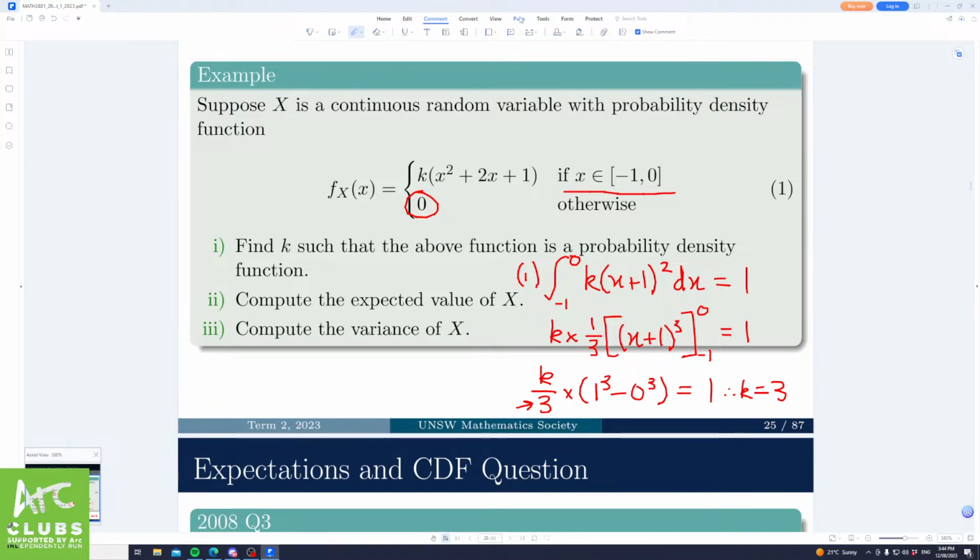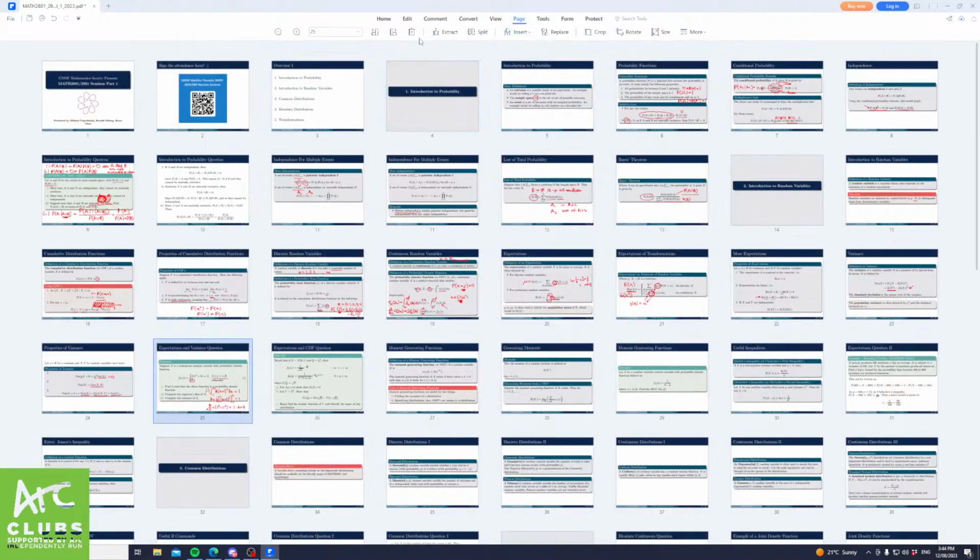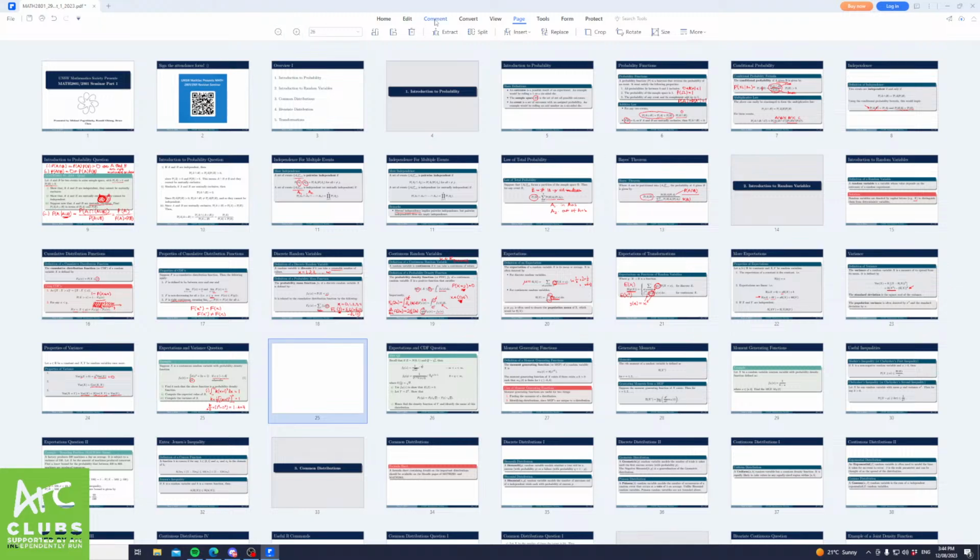I might just add a page here if I can. Insert page. Okay.